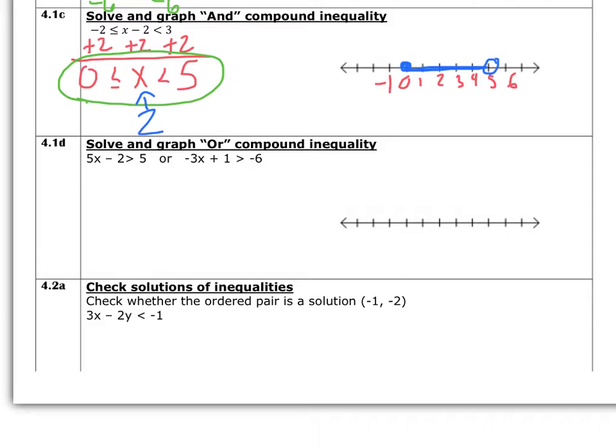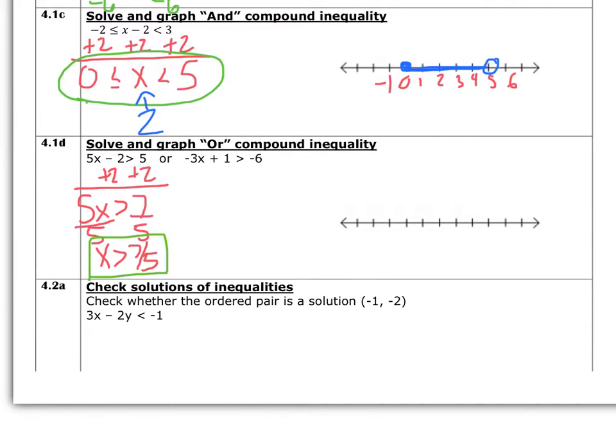To get 5x minus 2, to get x by itself, I'm going to add 2 first to both sides. That leaves us with 5x is greater than 7. Now I'm going to divide by 5. So we have x is greater than 7 over 5, and this is one of the answers.